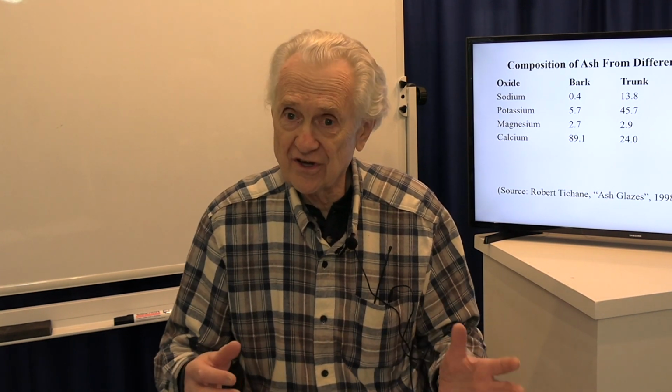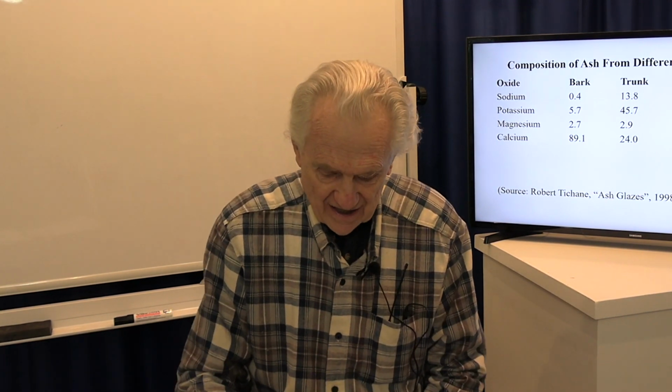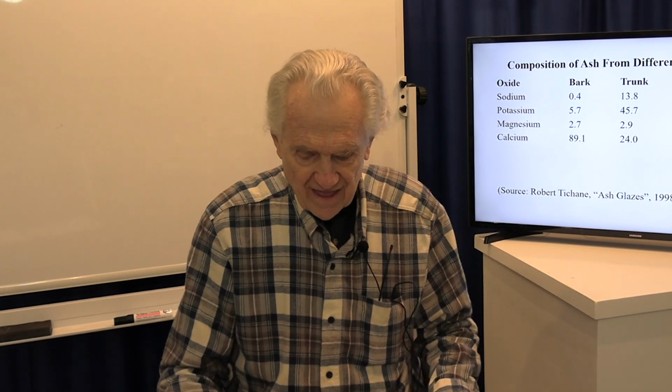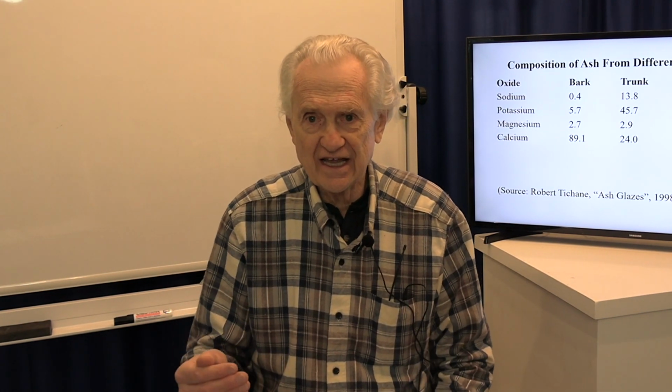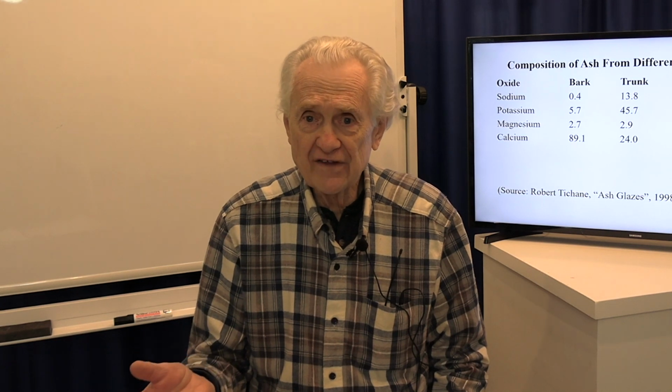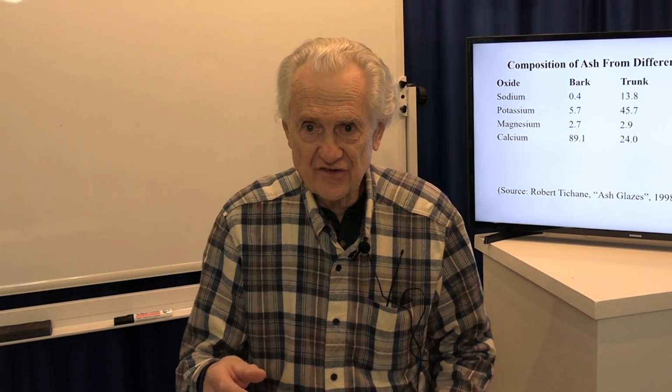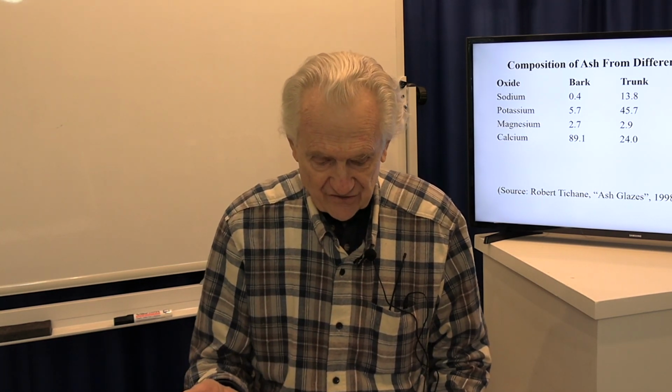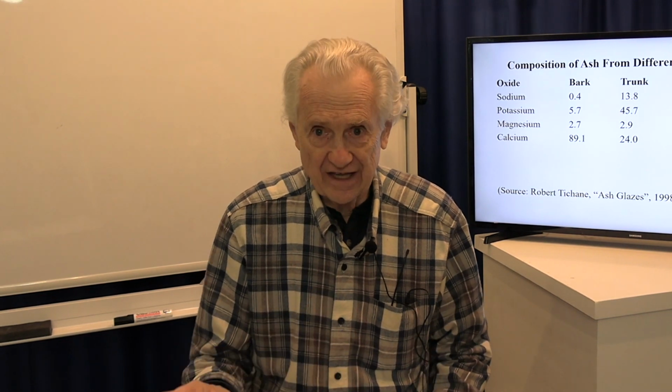So that gives me a clue as to what other ingredients I might need to add. Well, an easy way to start is to just mix ash and clay, because the clay will provide the alumina and silica, and the ash is enough to provide at least a mix of fluxes. So you can start with any clay.